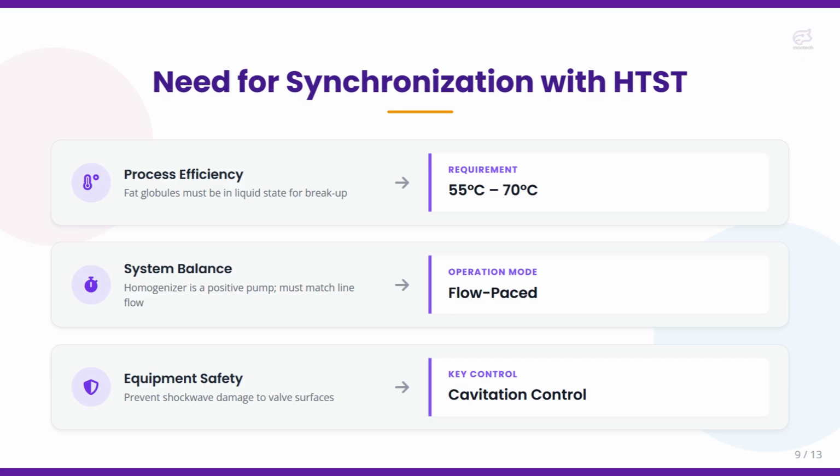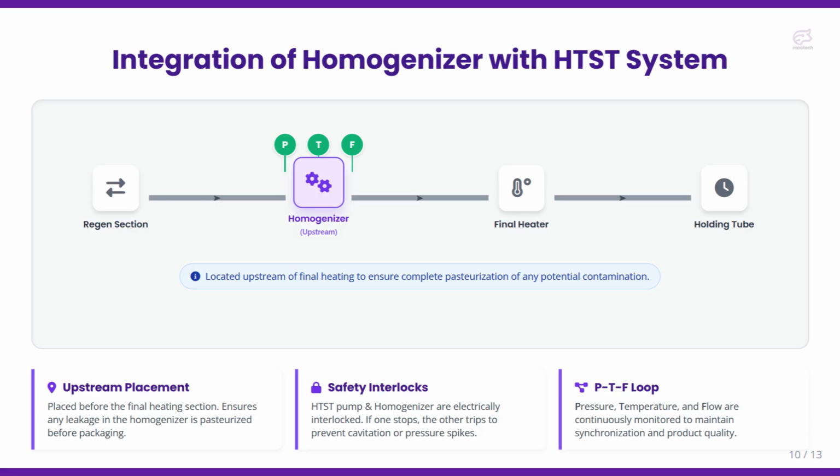This slide illustrates integration of homogenizer with HTST system. The homogenizer is placed upstream of the final heater. This ensures any contamination from the homogenizer is pasteurized afterwards. Safety interlocks are provided. If HTST pump stops, the homogenizer also stops. PTF loop, pressure, temperature and flow are continuously monitored to maintain synchronization. Placement ensures safety and control.